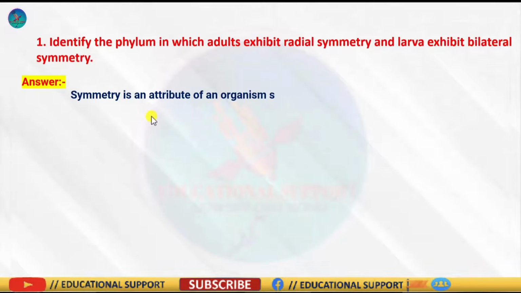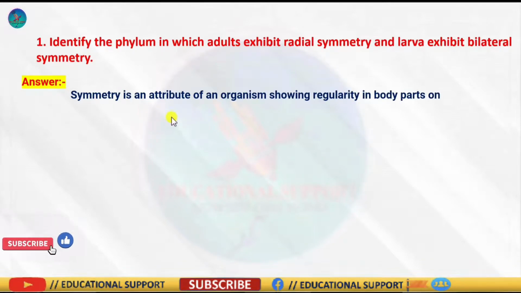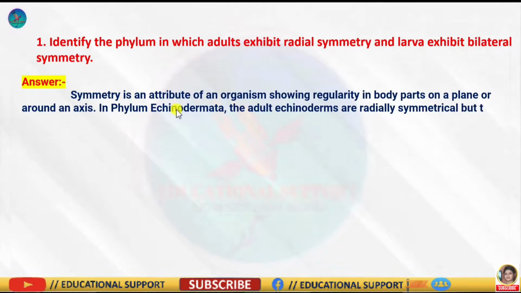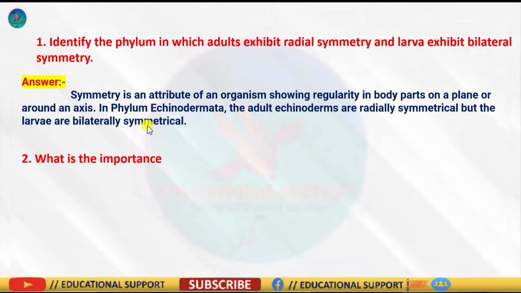Question number 1: identify the phylum in which adults exhibit radial symmetry and larvae exhibit bilateral symmetry. Echinodermata is the phylum in which adults exhibit radial symmetry and larvae exhibit bilateral symmetry, for example starfish, because symmetry is an attribute of an organism showing regularity in body parts on a plane or around an axis.